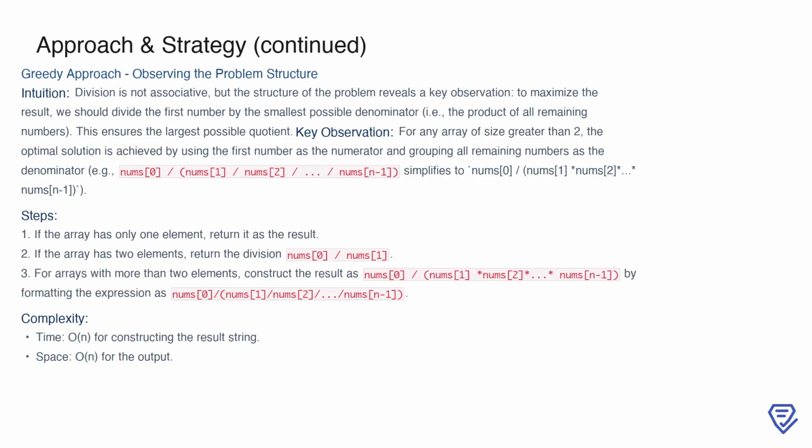The steps are straightforward. If there's only one number, return it. If there are two, return their division. For larger arrays, construct the result by appropriately formatting the division sequence. With a linear time complexity for constructing the result string, this approach is computationally efficient.